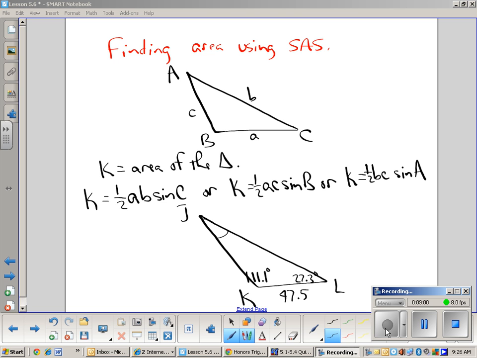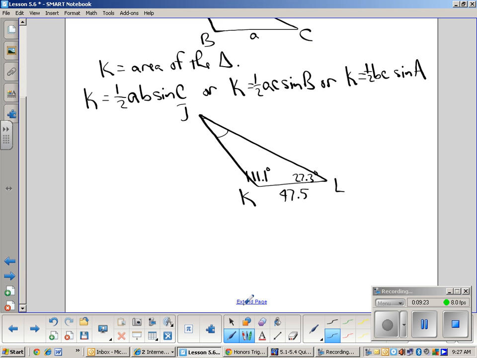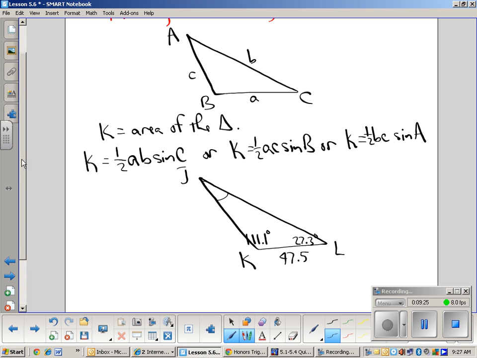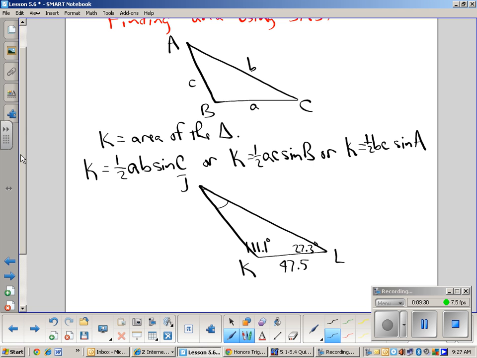finding area using side angle side. Okay. We're used to using a capital A for area, but also we're heavily into using capital A for the vertex of a triangle, right? Angle A. And so, of course, then I give you an example where we have K for an angle. Let me pause this while you copy it down.